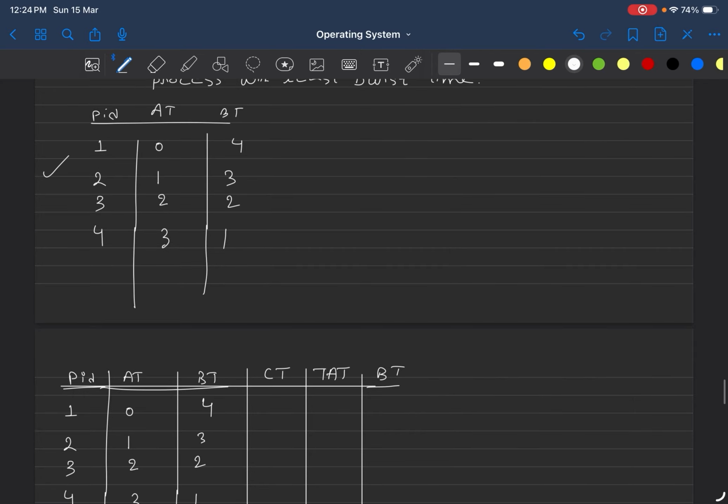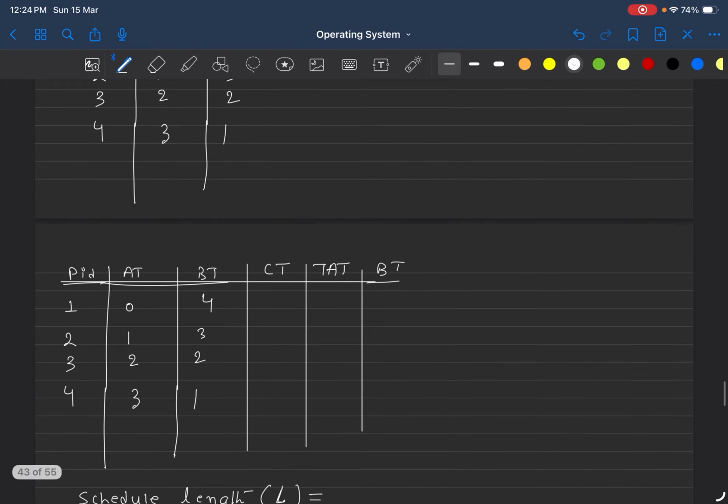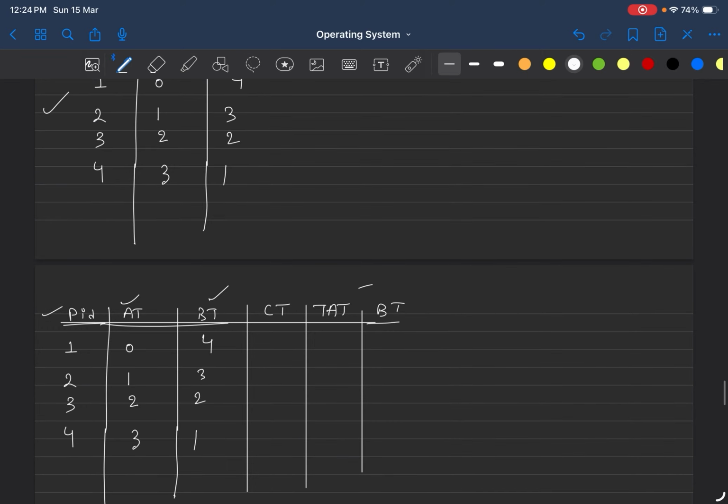This is the given question. I have just copied this part: process IDs, arrival times, and burst times. I'll be finishing this table and I'll be making the Gantt chart as well, so that everything becomes much easier for you to understand. At time t equal to 0, what will happen? Your CPU is starting, and by this time in your system only process 1 is available. So process 1 is scheduled.